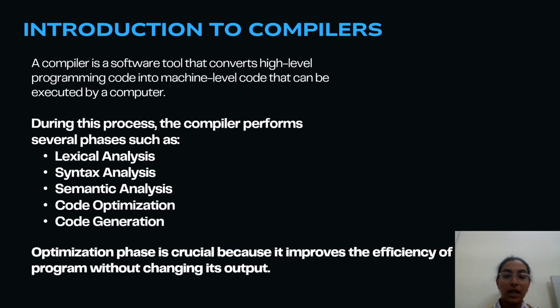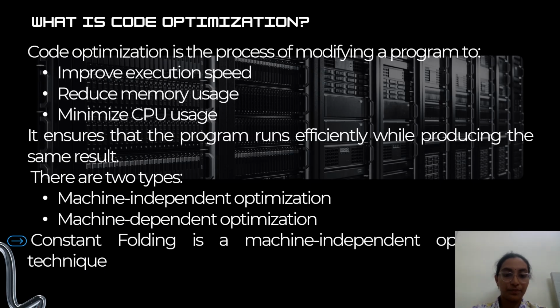Constant folding is one of the techniques used in the optimization phase. The optimization phase is crucial because it improves the efficiency of the program without changing the output. So let's see what code optimization is.